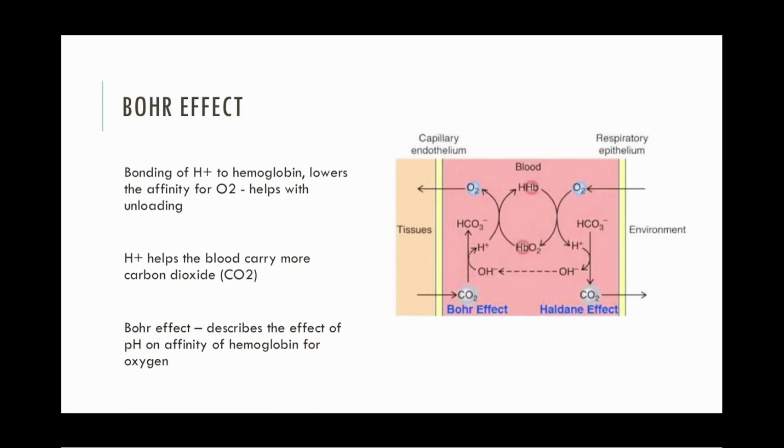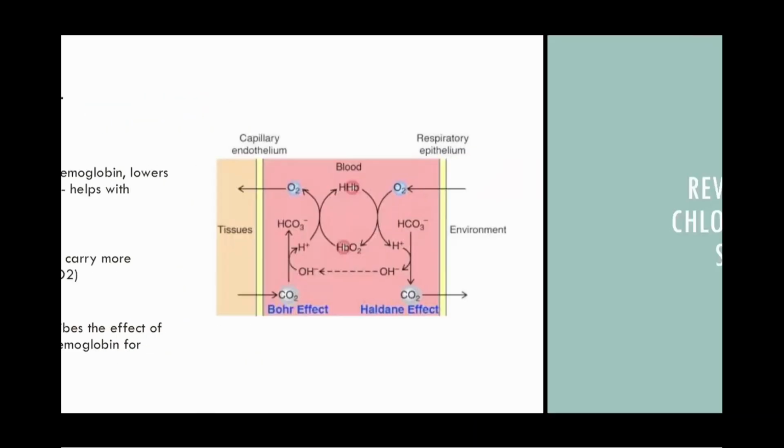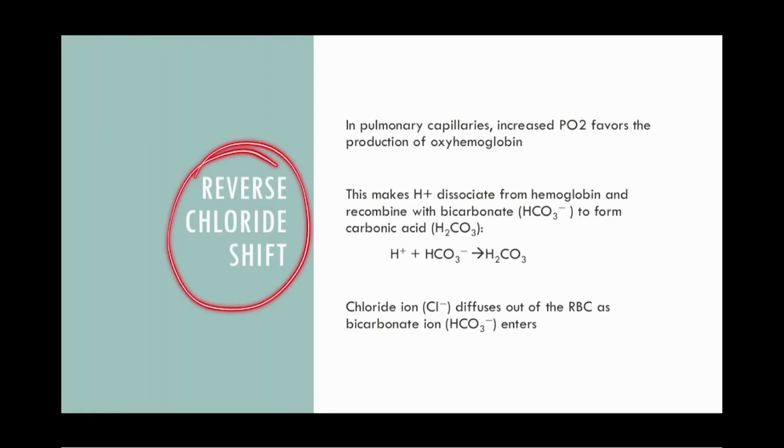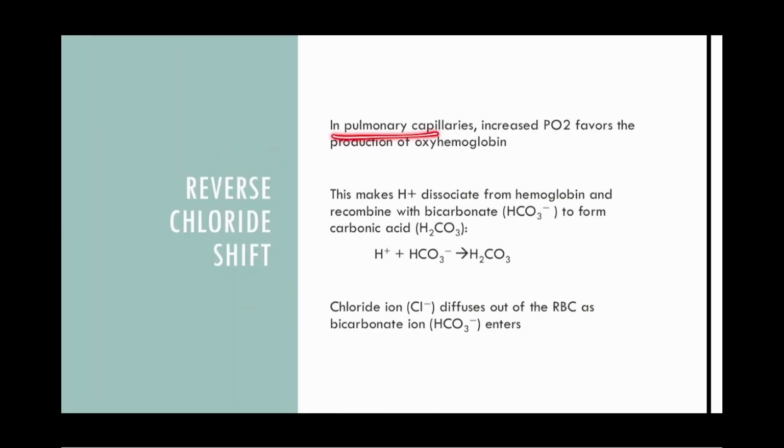We want to unload CO2 at the lungs. We want to load CO2 at the tissue. The opposite is true for oxygen. So here's the reverse chloride shift now. Now we're in the pulmonary capillaries, we're in the lungs. Now we have to reverse this. We want to turn that bicarb back into CO2 so that I can exhale all that. So we do a reverse chloride shift. We dump out the chloride that we absorbed, and bicarb comes back in.